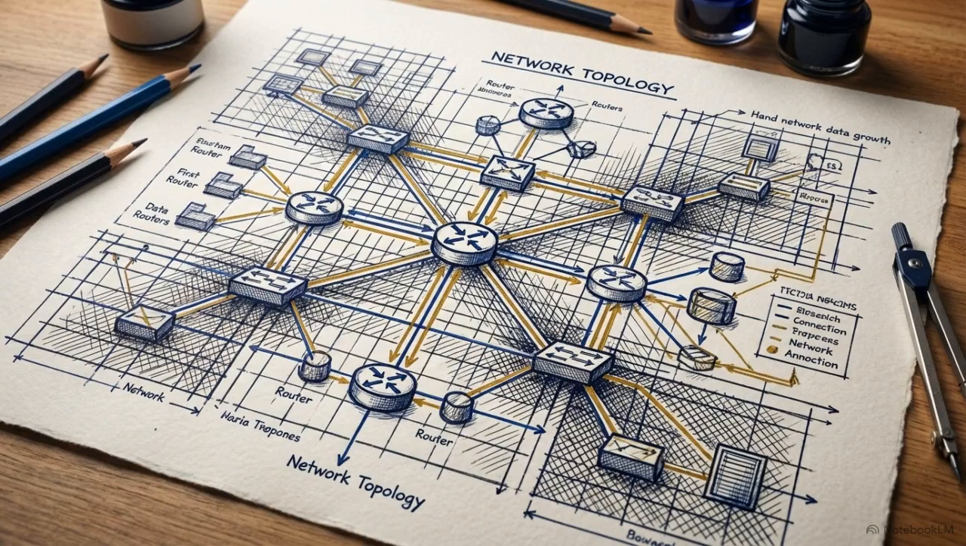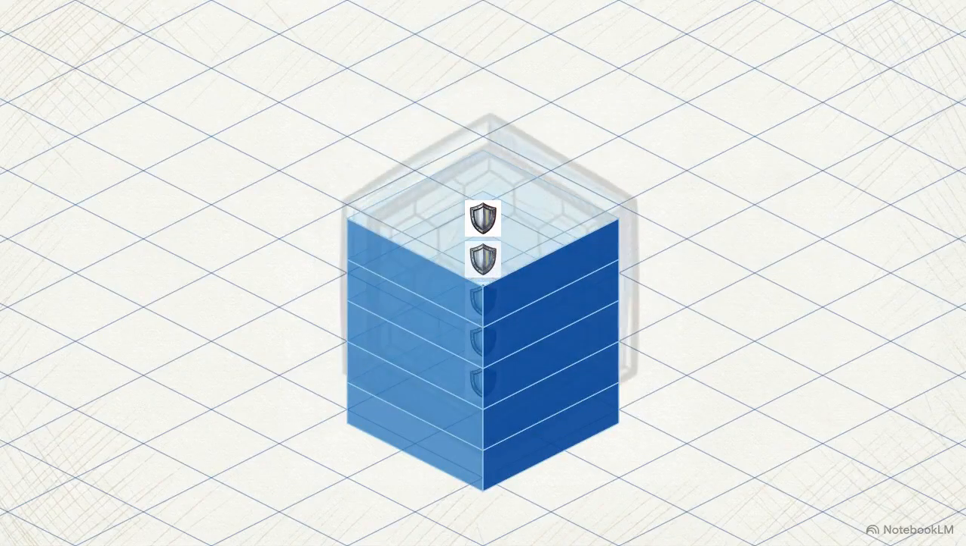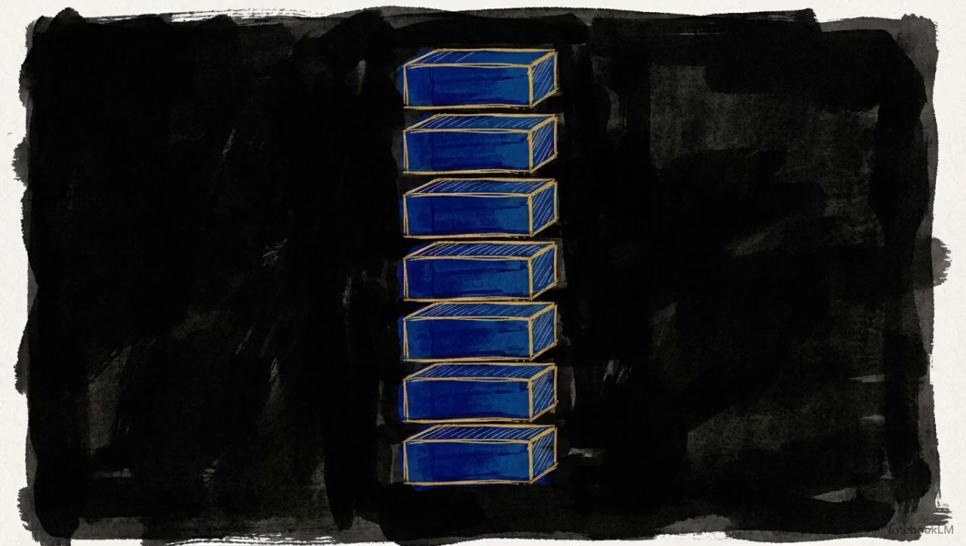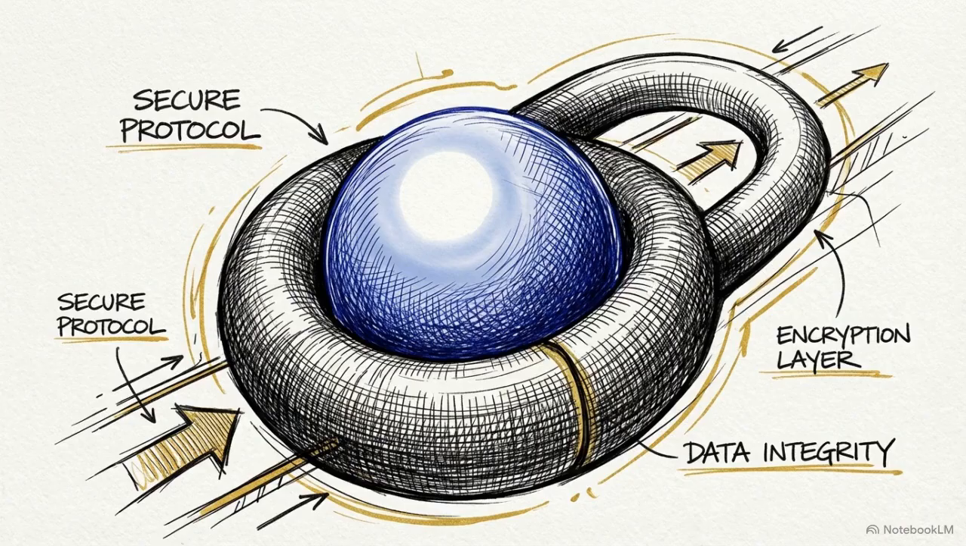Securing a network is an ongoing architectural discipline. It requires moving beyond simple software solutions to build security into every layer of the system. This involves understanding network models, deploying layered defenses, and consistently using secure protocols.